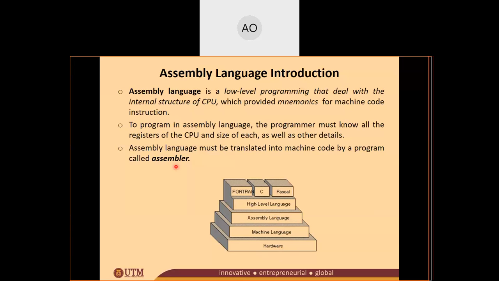Assembly language must be translated into machine code by a program called an assembler. After you write your assembly language, to translate it to machine language, we will need to use the assembler.